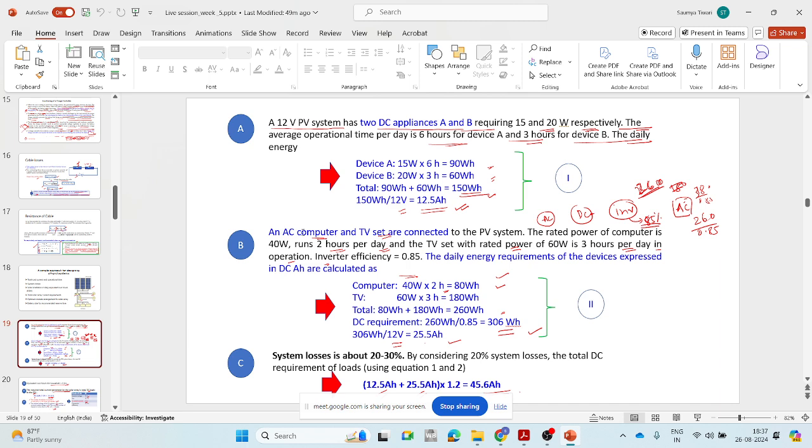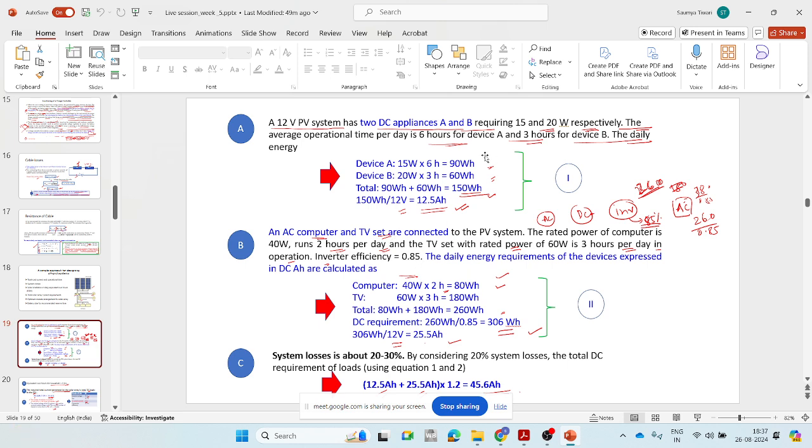Now, in addition to the DC appliances, say we have some AC appliances, a computer and a TV set, whose rated power and running hours are also given. To use this AC current, you need an inverter, right? So the inverter efficiency is also given. Now what will be your daily energy requirement?